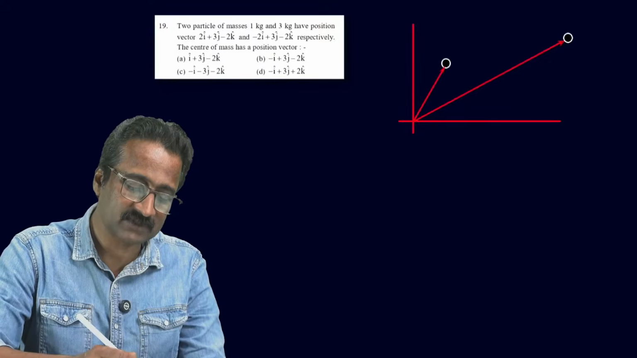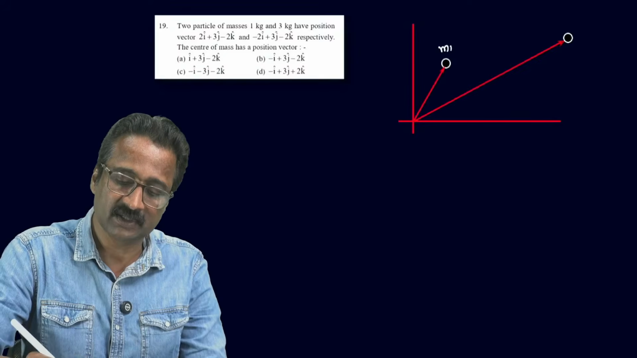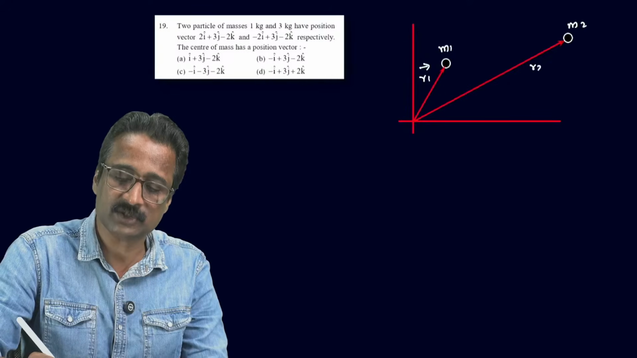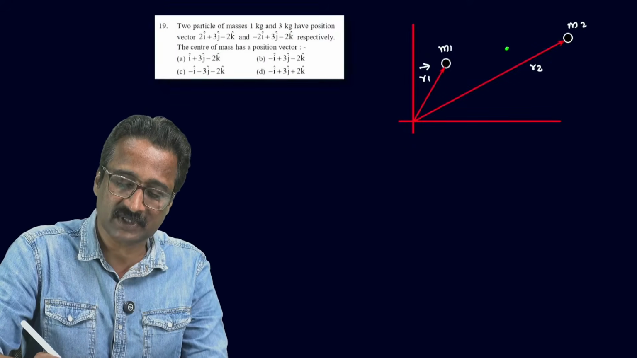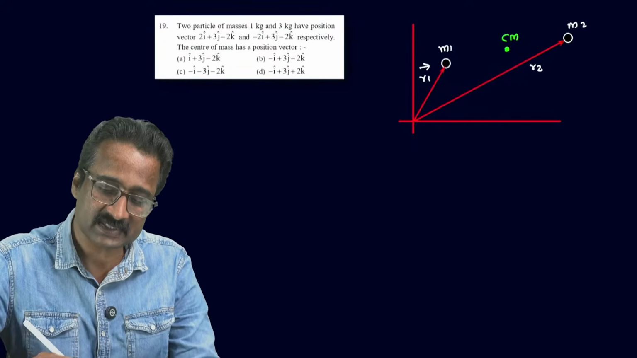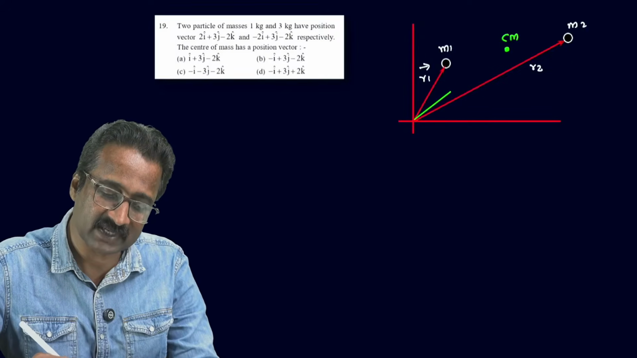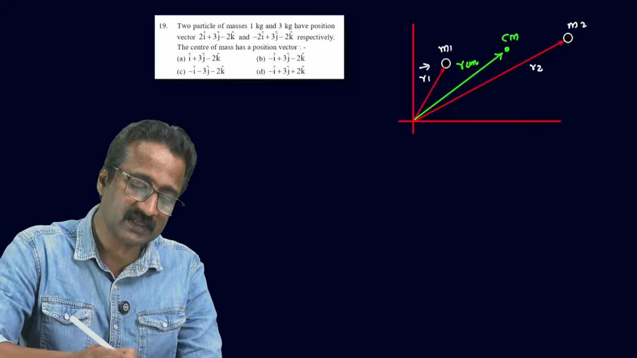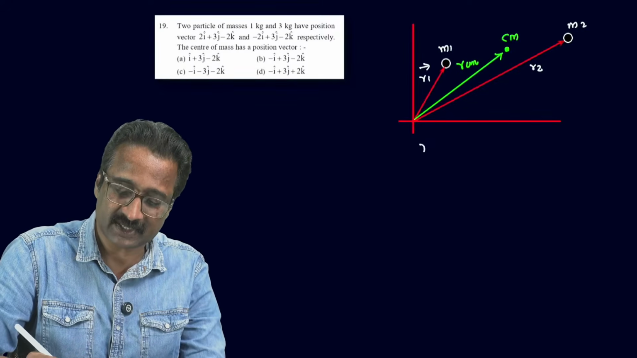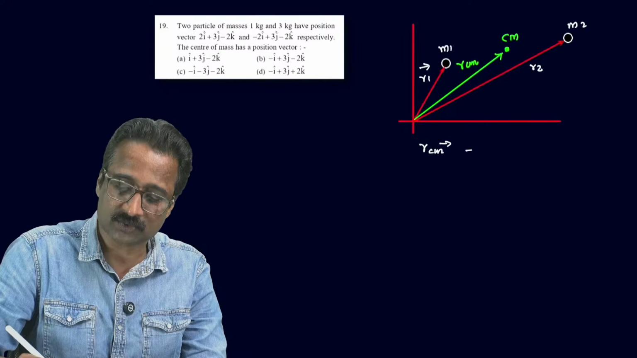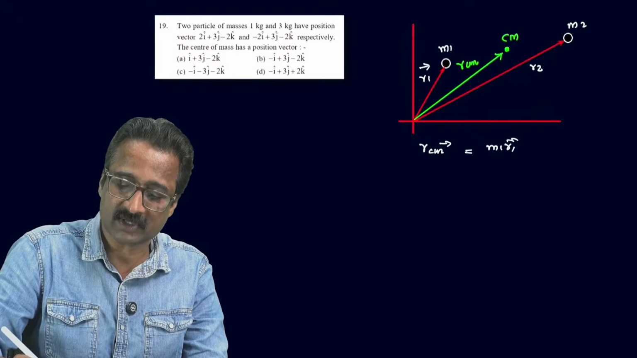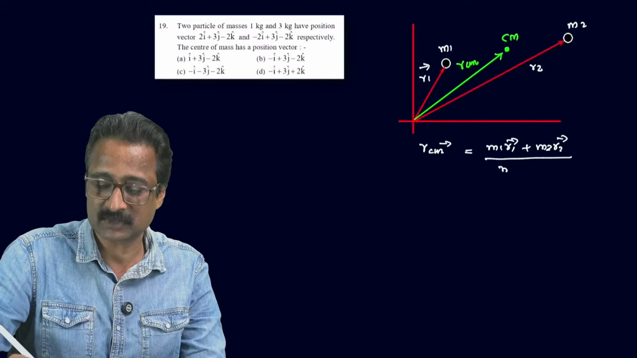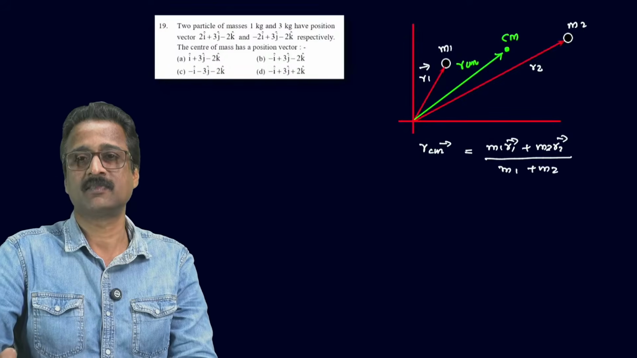If you have two masses, for example, m1 sitting here, m2 sitting here, and their corresponding position vectors are r1 and r2, then the center of mass can be somewhere here. That location is given by a certain expression. If this is the position vector RCM, then you must get it by heart: RCM is equal to m1 r1 plus m2 r2 divided by m1 plus m2. This is the position vector of center of mass.